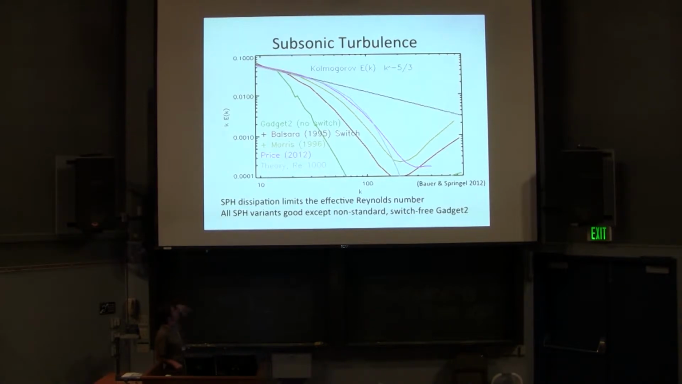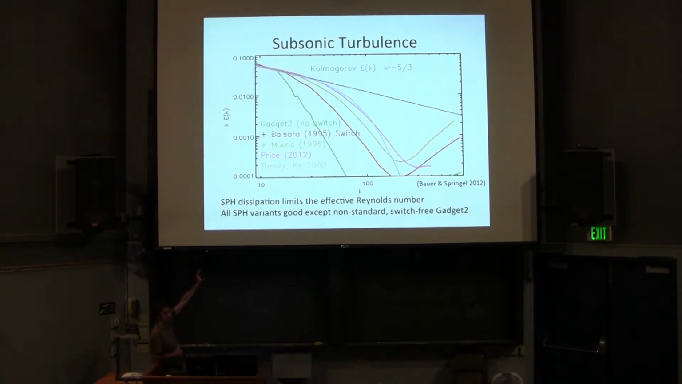If you put in kind of the Balsara switch, so sort of all SPH since 1995, you bring it up and you have a lot less dissipation. And in 96, Morris also suggested a finer switch. And if you add those things, then your dissipation reduces. And you may hear claims that I have the most wonderful SPH ever and I can do even better than that. So I put Daniel Price's result on this as well. And you can see that he's managed to do slightly better.